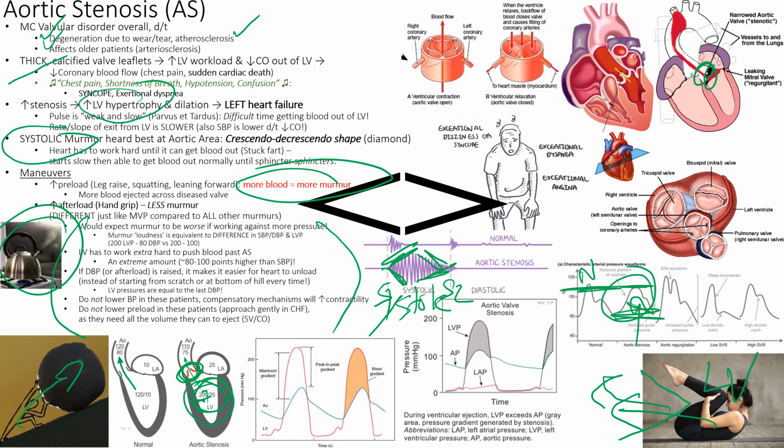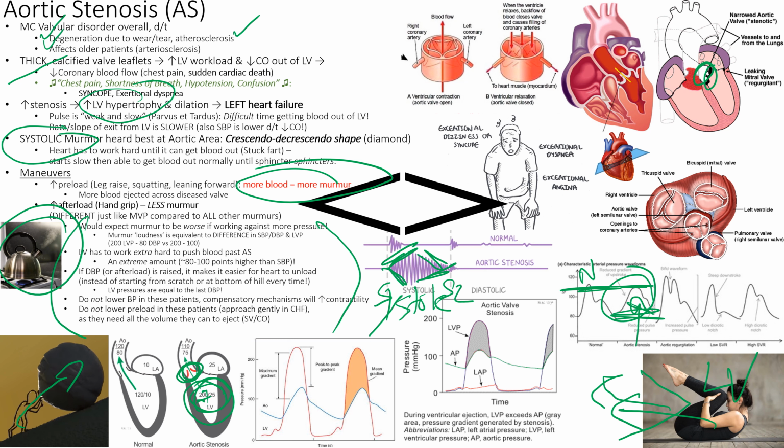So how do I provide more afterload to somebody? I can make them squat. We'll do it too. I can make them squeeze their hands. These are things that would make the murmur quieter. Okay, so that's the idea behind aortic stenosis. More blood, more murmur, that checks out, but more afterload means less murmur. Yes?